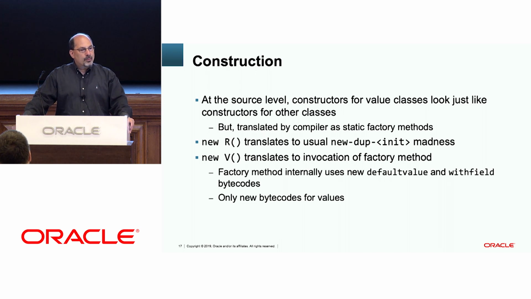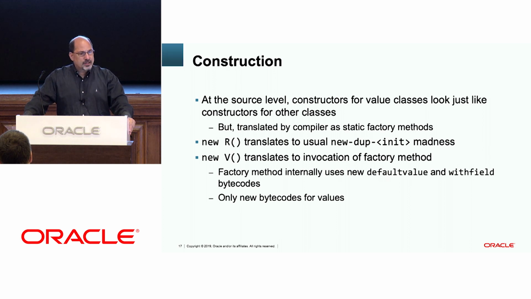So when you say new Foo in today's Java, that translates into a new bytecode which creates an uninitialized object, and then a dup, and then you do an invokespecial on the constructor to fill in its state. Many painful verifier bugs and security bugs have come out of this way of initializing things.